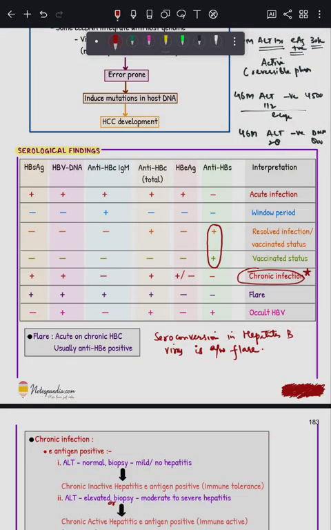This is hepatitis B virus infection. Now coming to the serological findings. So this is not just the serological decoding table of hepatitis B.